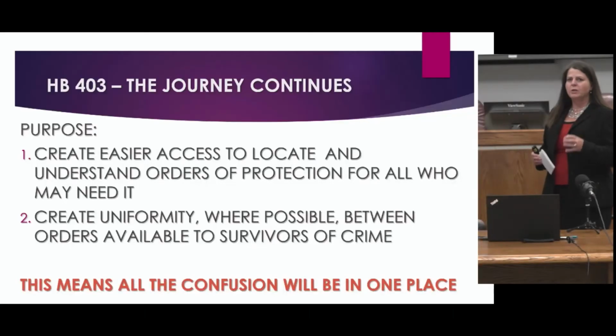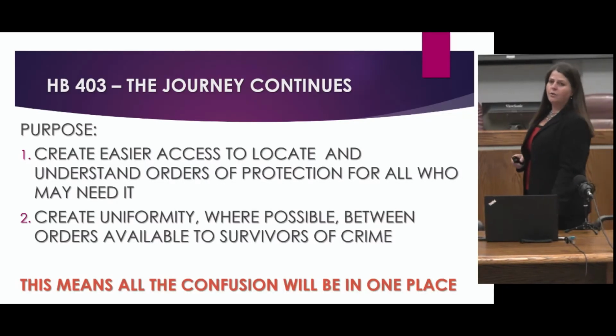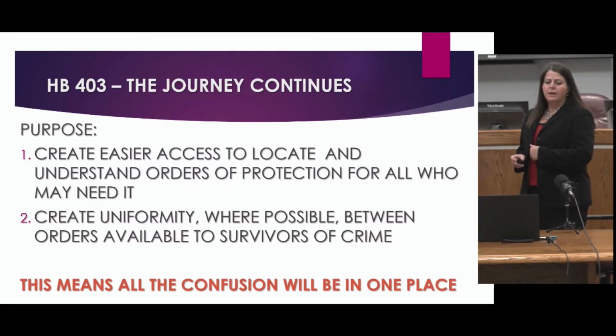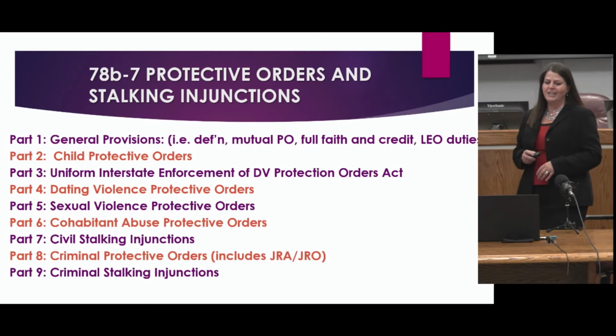So I just want to talk about some of the changes that have happened with our protective order statute, specifically HB 403. The intent with this statute was to create a much more accessible, understandable collection of the orders of protection that are available, and to create uniformity where possible, which means some of the orders and the criteria of them has changed, but we've tried to collect it all into one place, which means all this confusion will now be under one area. Unlike, however, the drug statute, which is confusion under one area, hopefully this one is much more clear. So this is the layout of 78B-7.